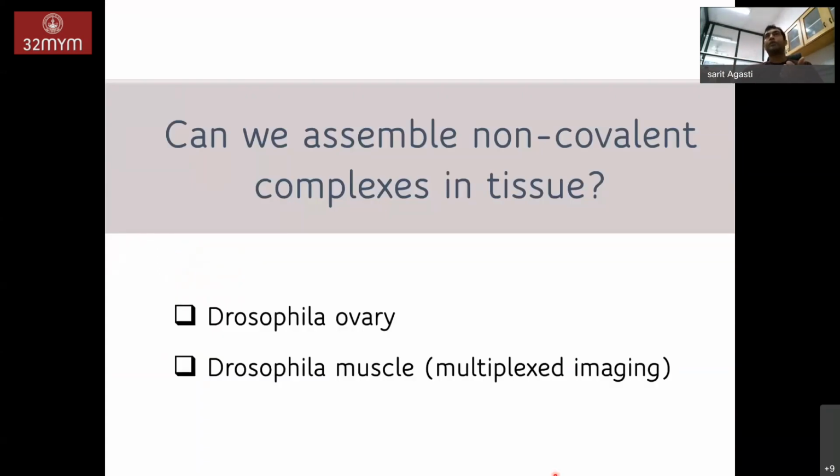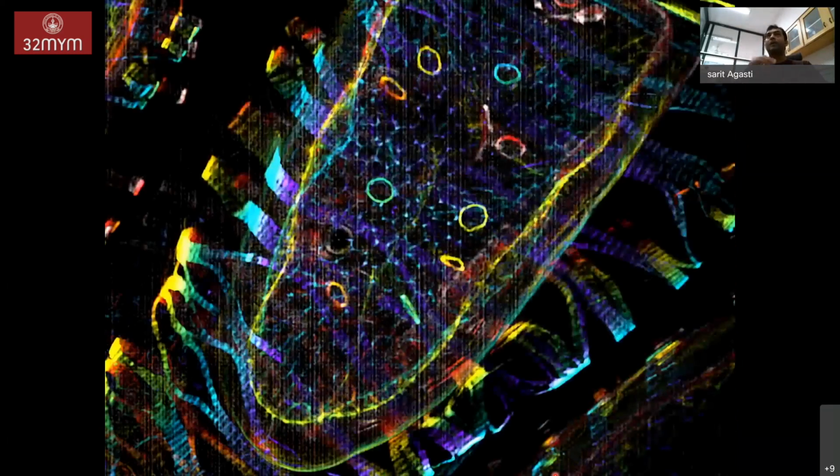And next, what we did is that we extended it to tissue samples. Right, we took Drosophila and dissected various organs, and we tried to see whether this can be used to image molecules in the tissue. And that's what we are able to see. So this is a very beautiful example of a Drosophila ovary, where different molecules like actins are labeled using this host-guest interaction, and that's what you are able to see in this system.